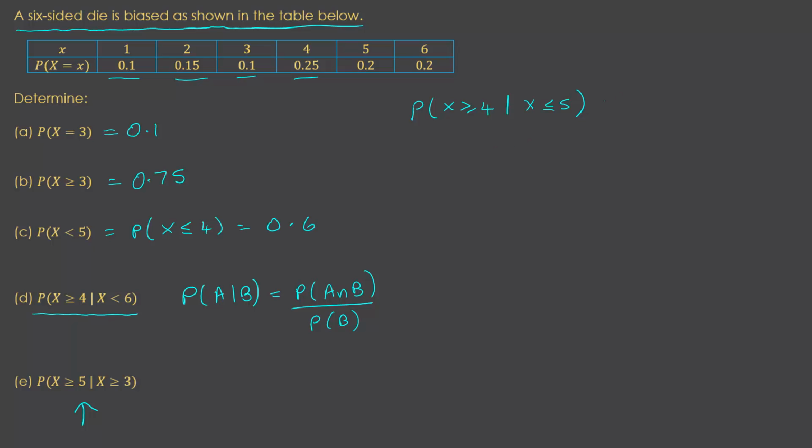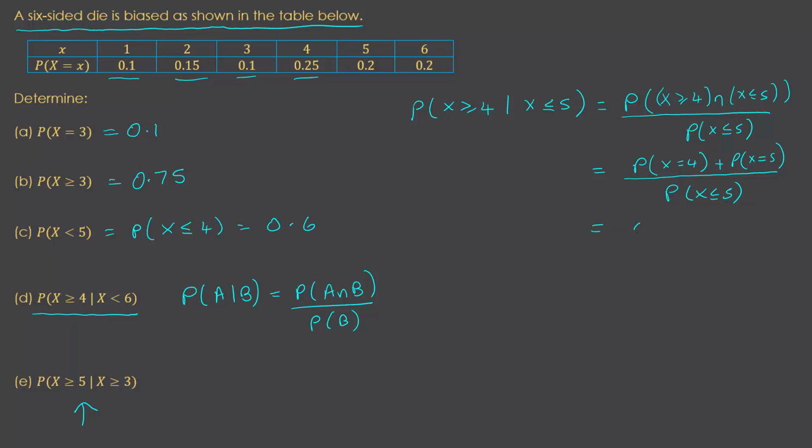So this one here is the probability that x is greater than or equal to 4 and x is less than or equal to 5, divided by the probability that x is less than or equal to 5. Now the top reduces to x being 4 and 5. Those are the two possible values over the probability of x being less than or equal to 5.